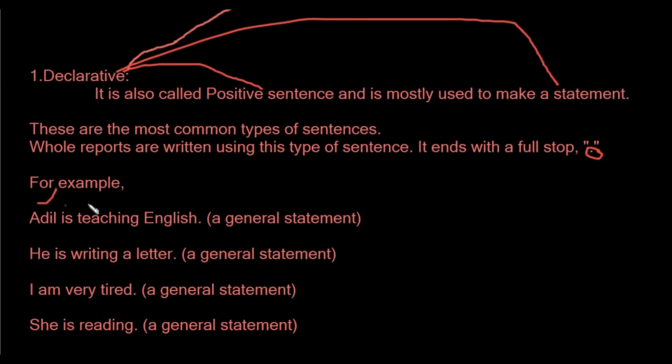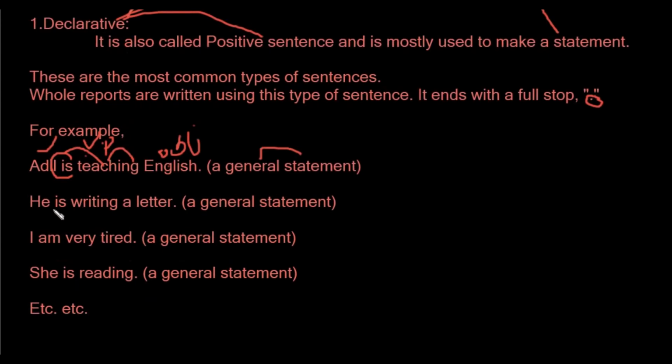So Adil is a subject, is teaching is a verb phrase, because we have a helping verb and we have a main verb, and that's why it's called the verb phrase. And if you don't know about the verb phrase, I want you to go and check my video about the verb, and you will understand what are the verb phrases. And then we have the object, which is English. So we have 3 things in this sentence: subject, verb, and object. And it is also called a general statement, like I said before. Okay, so it is called a general statement.